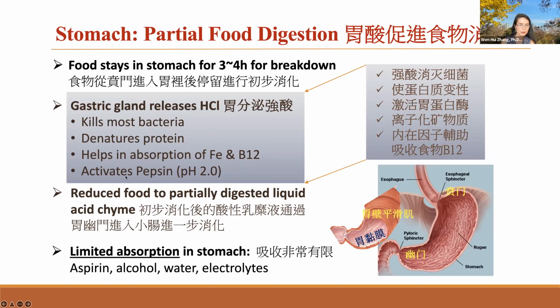And the high acid, the pH is very low, and the high acid also activates pepsin for enzymatic digestion of food protein. In the stomach, the absorption is very limited, only some aspirin, alcohol, water, electrolytes.